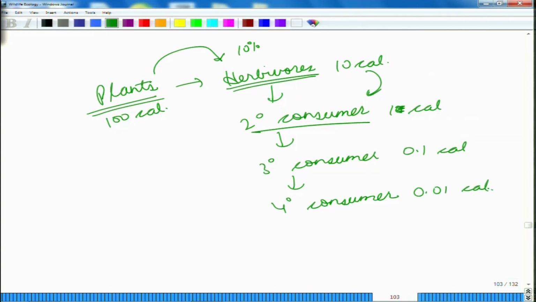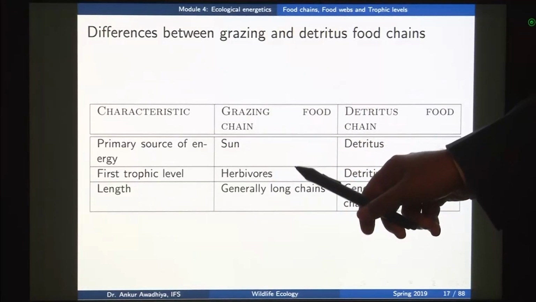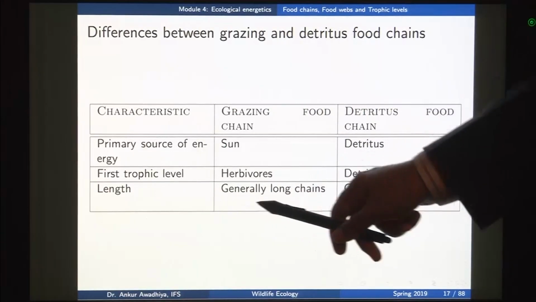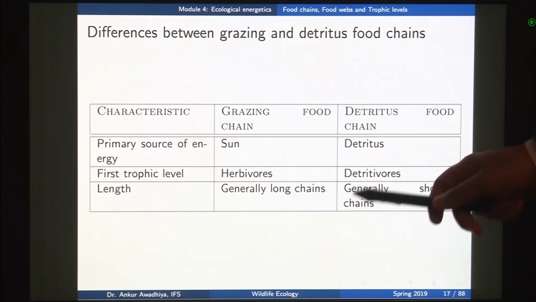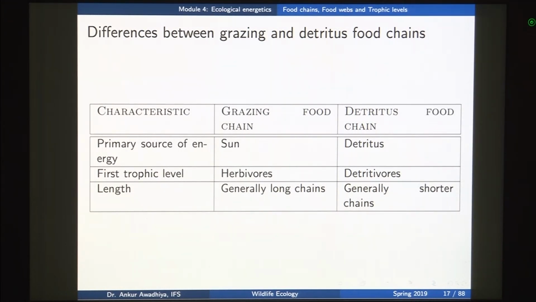So, the further up you go in the food chain, the lesser is the amount of energy that is available. Now, in the case of a grazing food chain, because it starts with the sun, you have an ample amount of energy available, and so it can support longer chains. Whereas in the case of a detritus food chain, because the starting material itself is very small, it does not have a huge amount of energy, so it cannot support a very long chain of organisms. So, a detritus food chain is generally shorter in length.